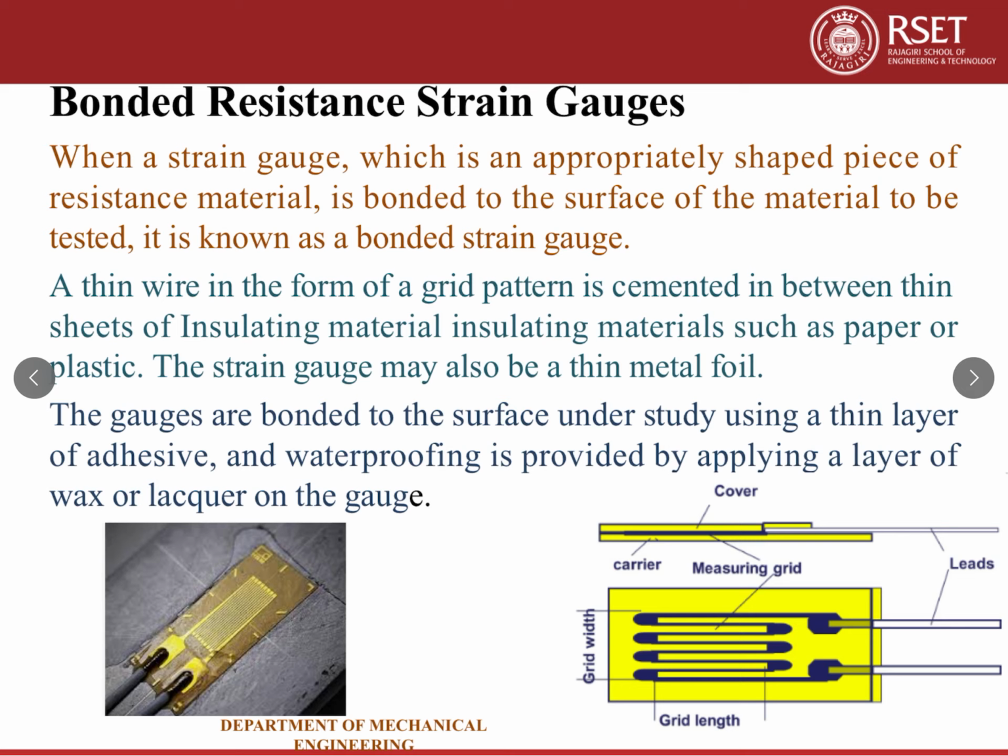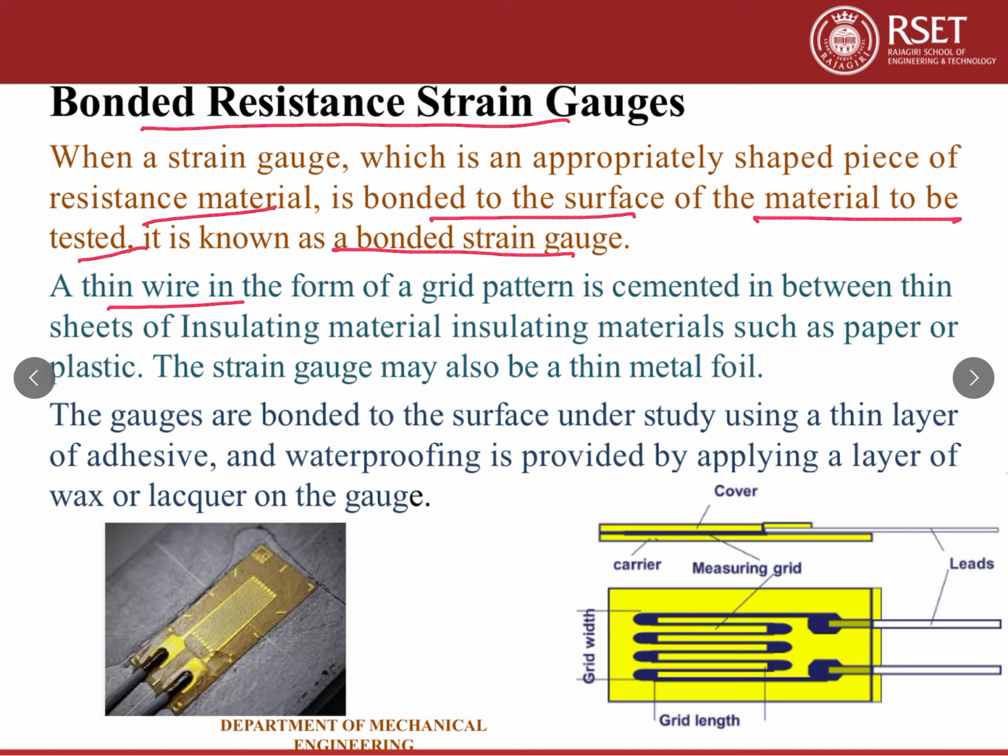Another type of resistance strain gauge is the bonded resistance strain gauge. From the name itself, it's clear that it's bonded type. A strain gauge, which is an appropriately shaped piece of resistant material, is bonded to the surface of the material to be tested, and is known as a bonded strain gauge. That is, the strain gauge material is bonded to the surface of the material to be tested.